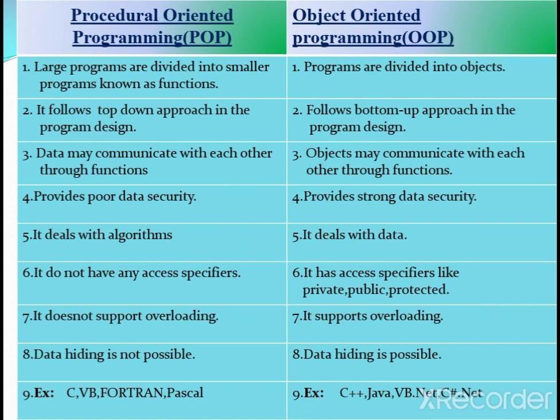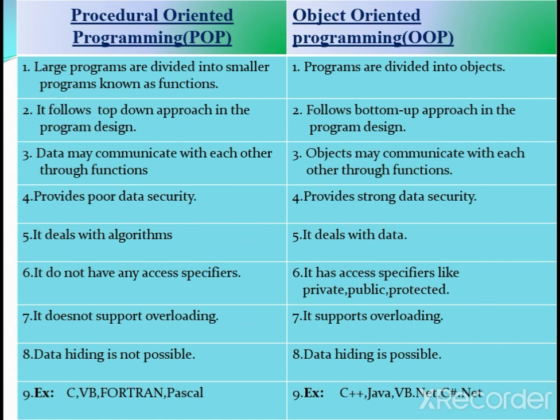In POP, it is less data secure. In OOP, it is more data secure. POP deals with the algorithms and OOP deals with the data. POP does not have any access specifiers, but OOP has access specifiers like private, public, protected. POP does not support overloading, but OOP supports overloading, function overloading and operator overloading. There are two types.